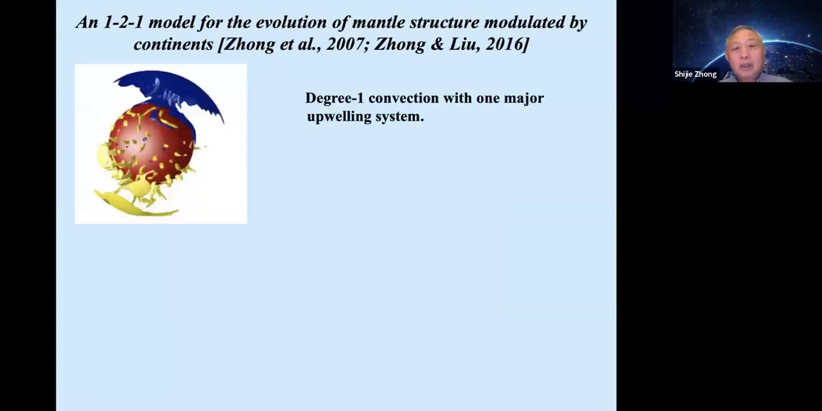So this is what we propose, what we call the degree 1 to degree 2 model. When you have a degree 1 convection with one major upwelling system and one downwelling system, that's how you form a supercontinent in the downwelling hemisphere. Essentially, all the downwelling will suck all the continents together to form a supercontinent at the surface, right?